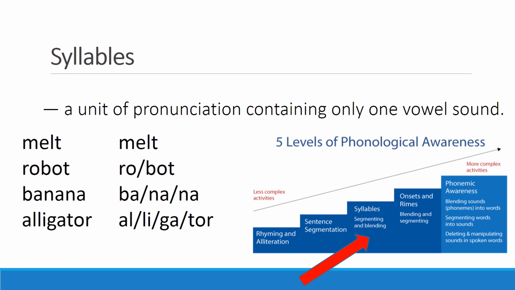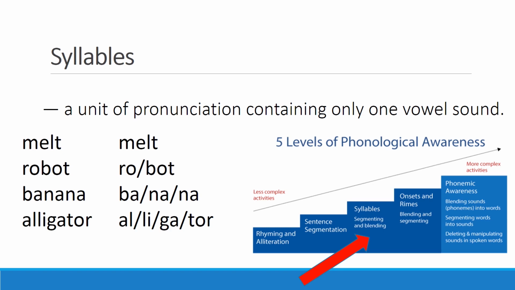The next level of phonological awareness moves to the word level and the division of words into syllables. A syllable is a unit of pronunciation containing only 1 vowel sound. Shown on the slide are some divisions of syllables in words.